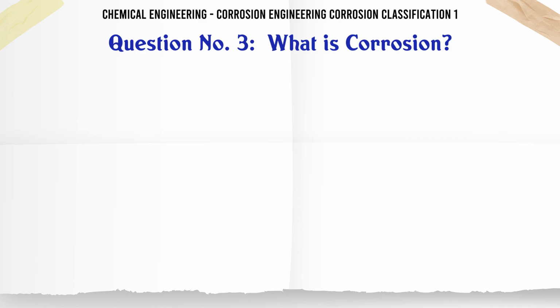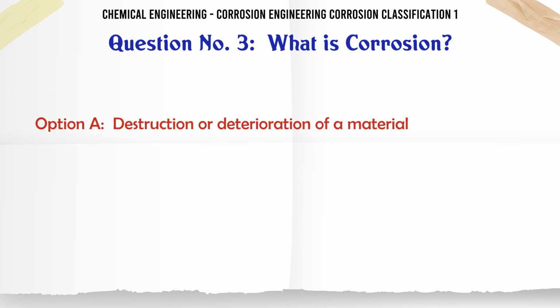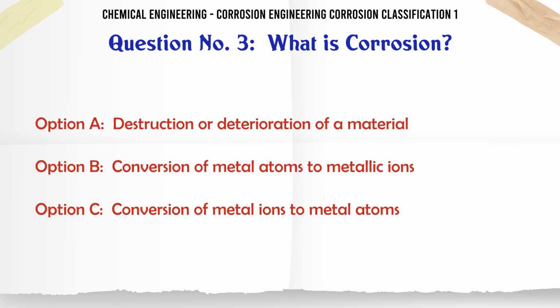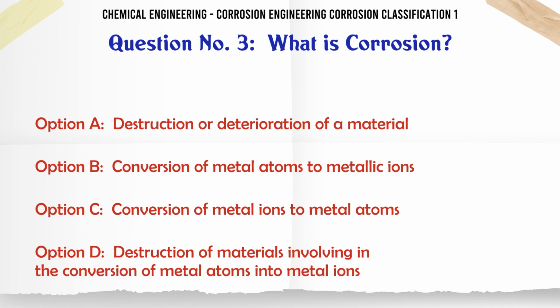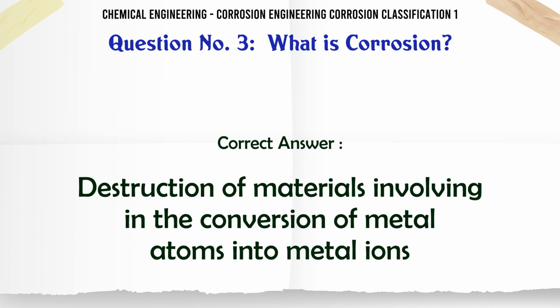What is corrosion? A. Destruction or deterioration of a material. B. Conversion of metal atoms to metallic ions. C. Conversion of metal ions to metal atoms. D. Destruction of materials involving the conversion of metal atoms into metal ions. The correct answer is destruction of materials involving the conversion of metal atoms into metal ions.